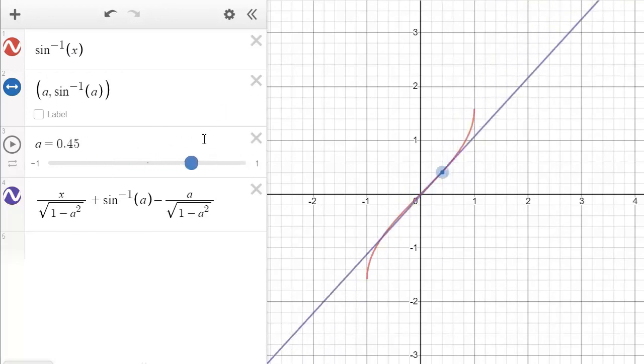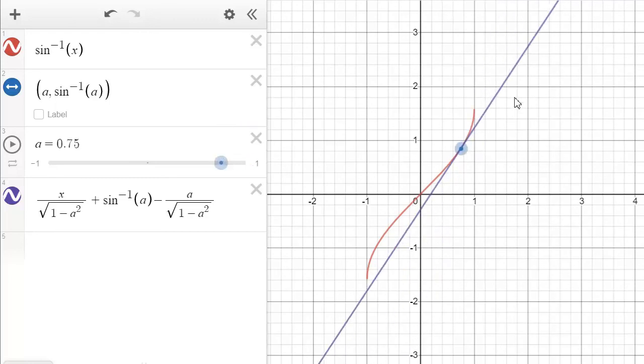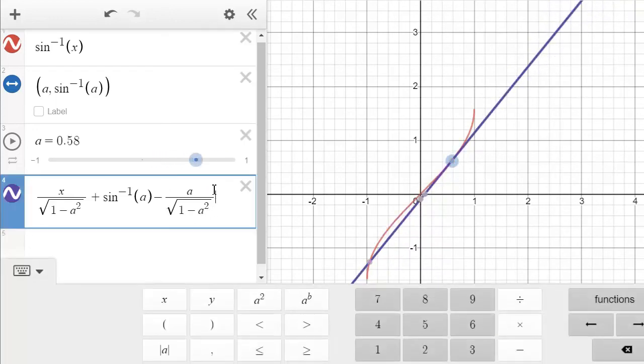Okay. So just notice that when A is precisely 1, there is no gradient because it's vertical. This bit here is vertical. When it's vertical, you can't have a gradient. Anyway, the tangent line is given by this. Okay.